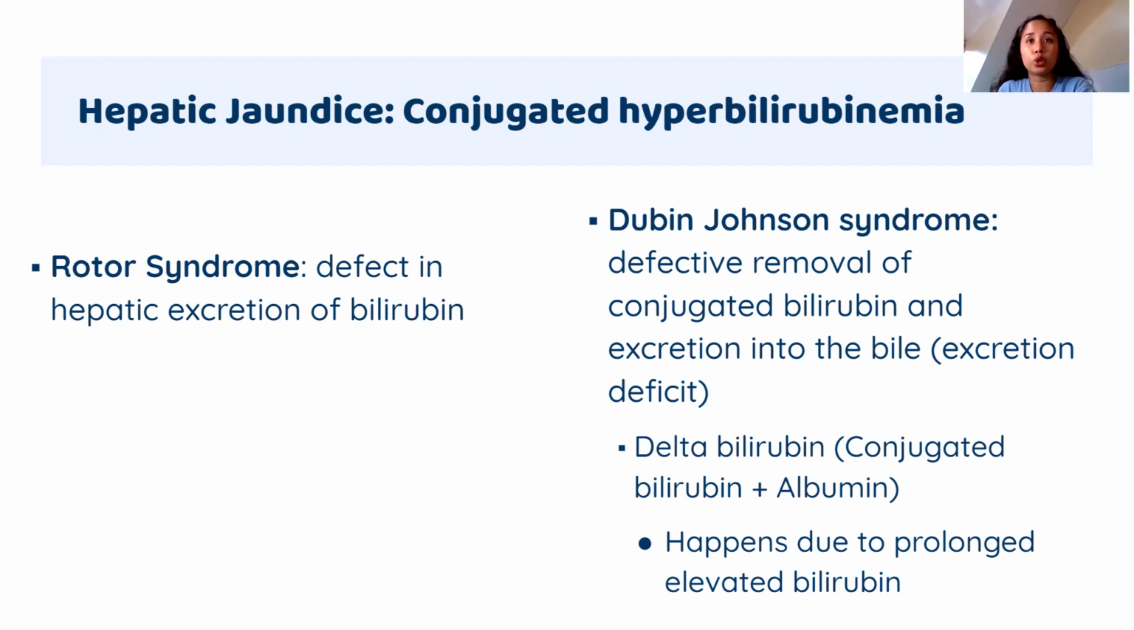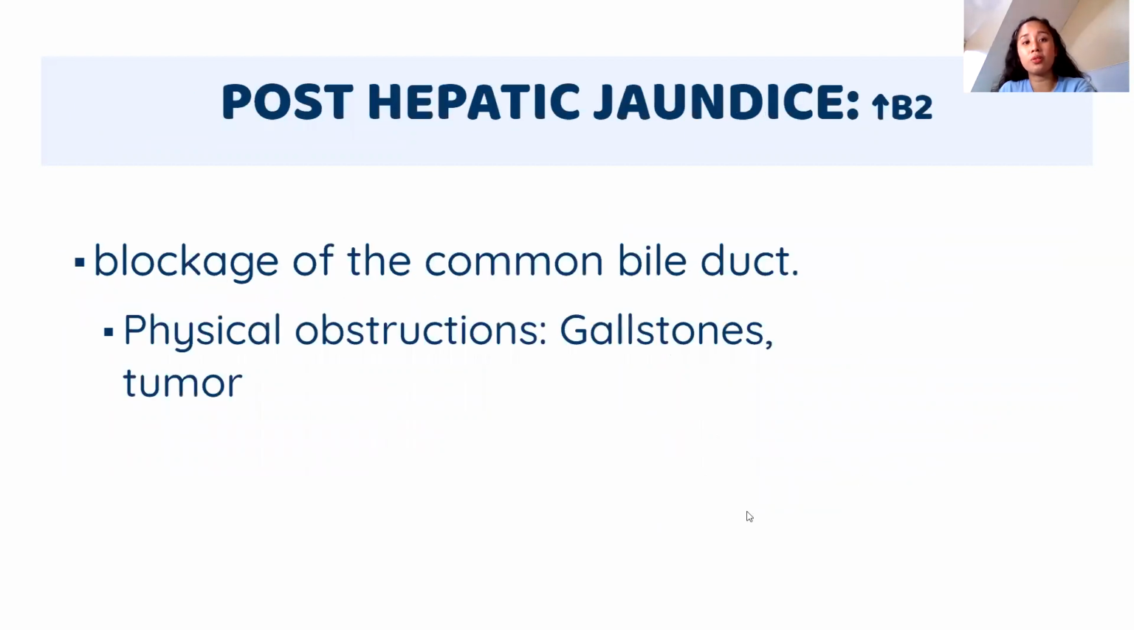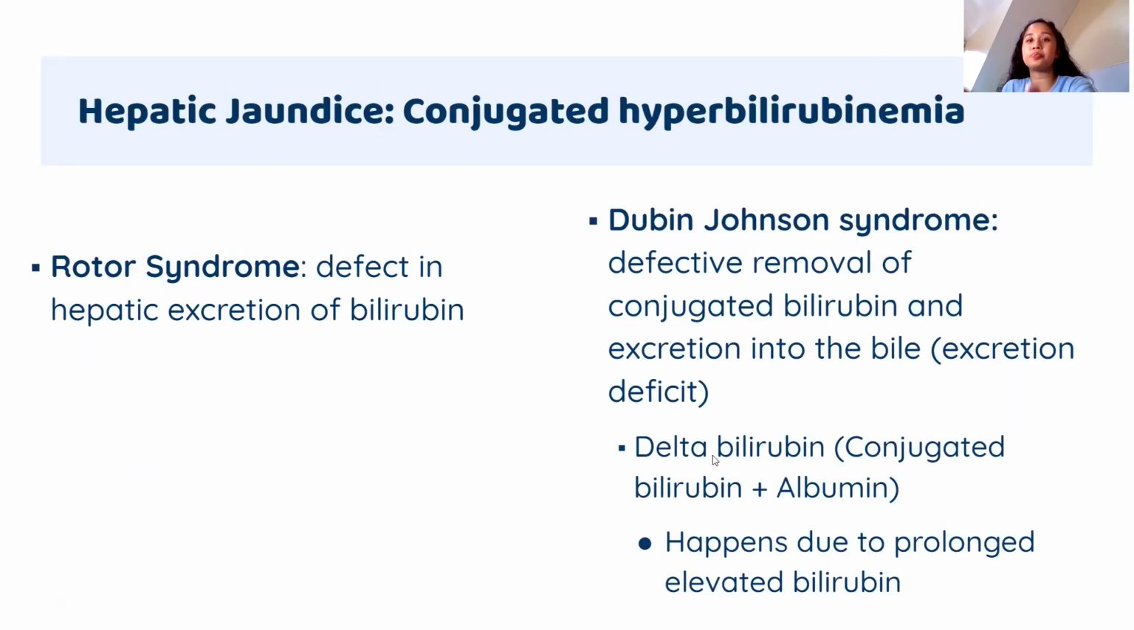conjugated bilirubin in Rotor syndrome. We have Dubin-Johnson. There's something wrong with the excretion as well. Defective removal of conjugated and excretion into bile. So parang almost the same sila. However, one of the key characteristics of Dubin-Johnson is the presence of the delta bilirubin.